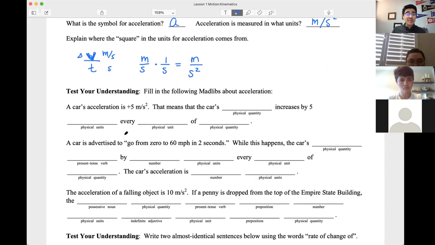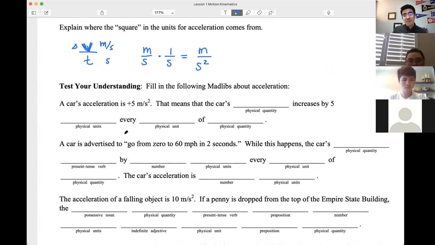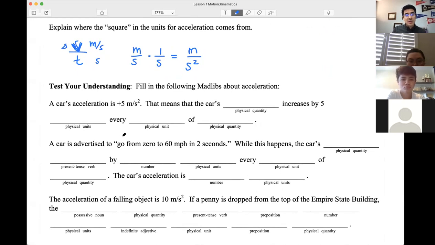So then let's fill out this Mad Libs about acceleration. If the car's acceleration is +5 meters per second squared, that means the car's blank increases by 5 blank. What's the first blank? Velocity. We need to say velocity. We cannot say speed. The car's velocity increases by 5. What units? Meters per second.